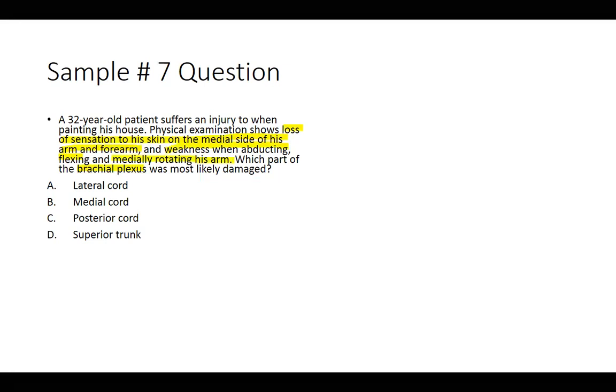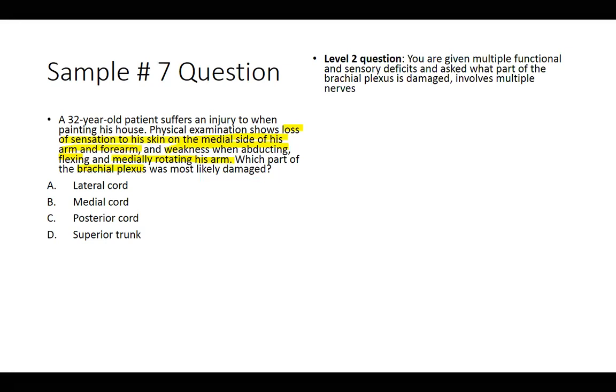So here's where you've got to picture that brachial plexus in your head and figure out what part of the brachial plexus can release a nerve that gives me sensation to the medial side of my forearm and the medial side of my arm, and possibly gives me weakness when abducting, flexing, and medially rotating my arm. All right, so I'm going to break this down for you. This is a level 2 question. So you're given multiple functional and sensory deficits, and you're asked what part of the brachial plexus is damaged, and it involves multiple nerves, if you recall, right? So you can have multiple roots being involved and multiple nerves going through.